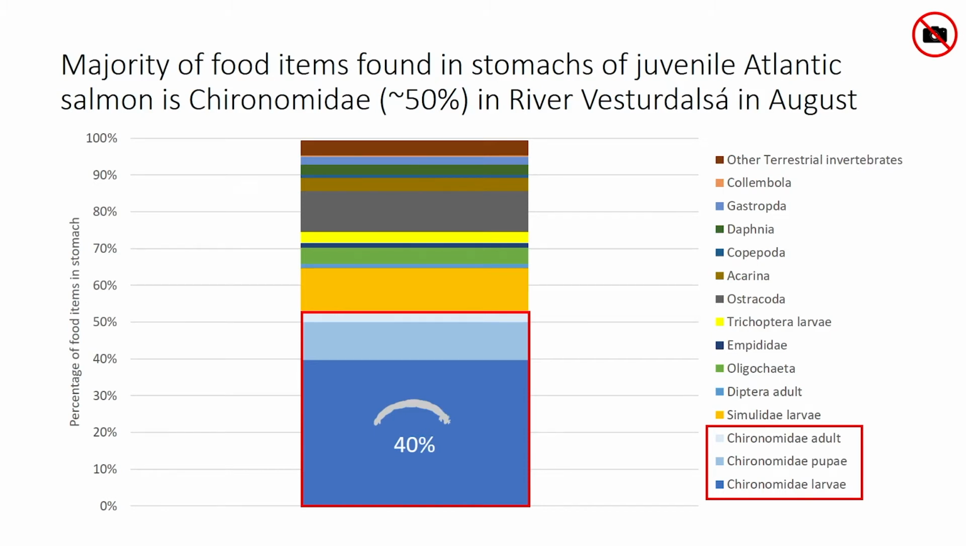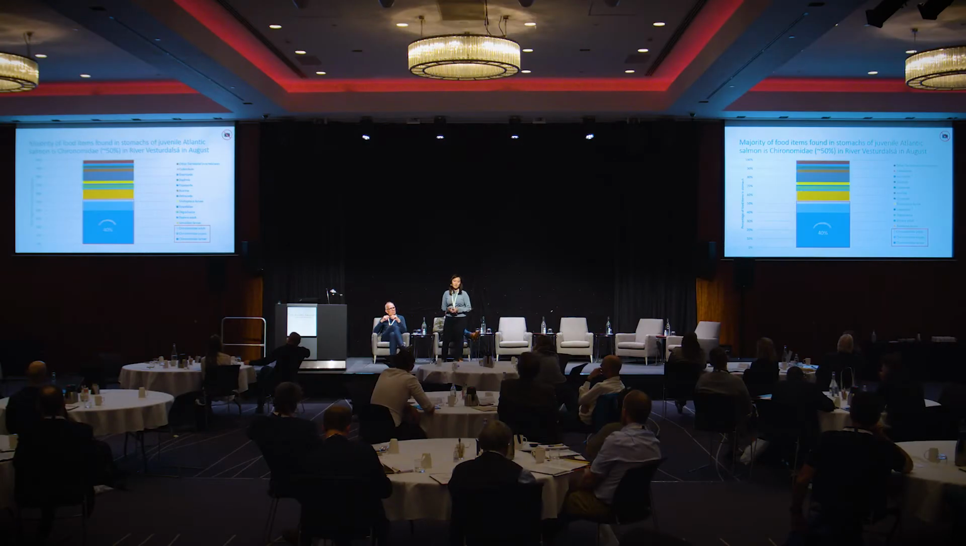So as you can see here, why we're talking about the Kaurmani larvae is that this is a simple graph on the percentage of food items that are found in juvenile Atlantic salmon in River Västerdalsälven. And we can see that basically the majority of this is from aquatic invertebrates, very little from terrestrial. And more importantly, that most of this is from the Kaurmani family, with 40% of it actually coming from Kaurmani larvae. Therefore, we're going to be focusing on this particular insect for the presentation.